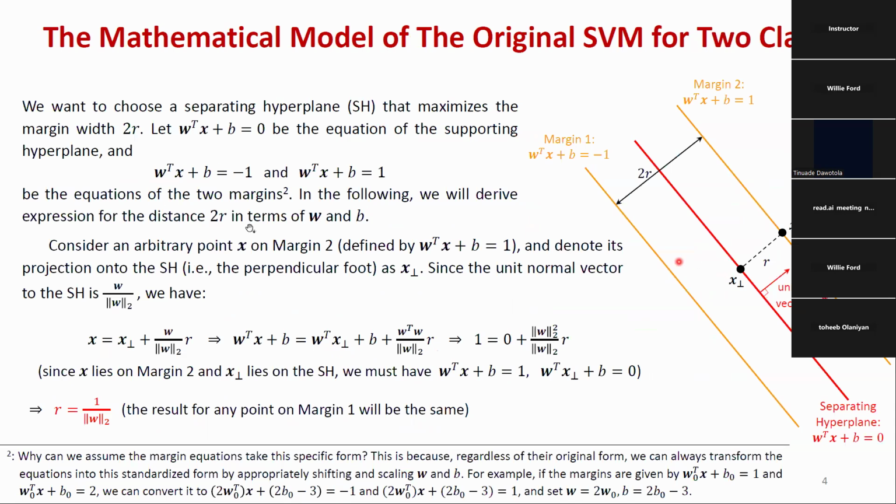First of all, we want to choose a separating hyperplane. To make my life easier, I just use SH to indicate the separating hyperplane that maximizes the margin 2r. I will first define the separating hyperplane to be w^T x + b = 0, where w and x are vectors and b is a scalar. Be careful, by the way, this 0 is a scalar as well. Then I can name margin 1 and margin 2 to be the equations w^T x + b = -1 and w^T x + b = +1.